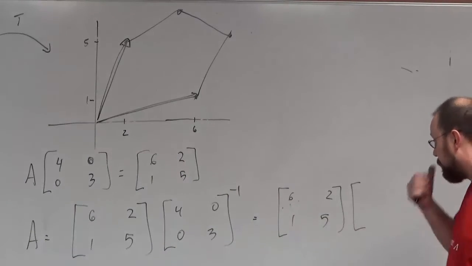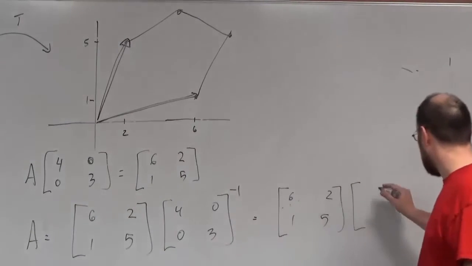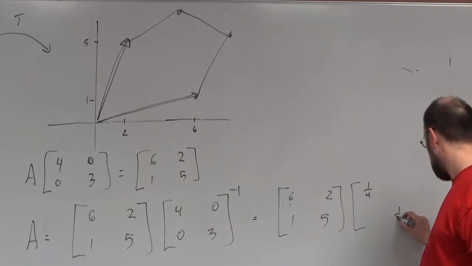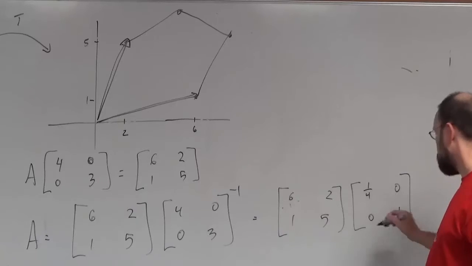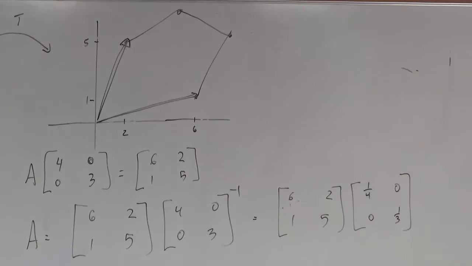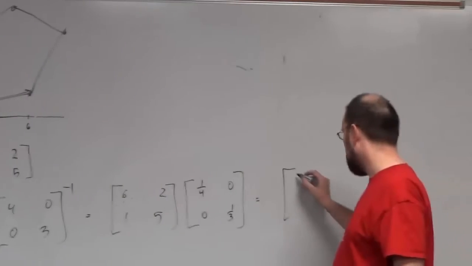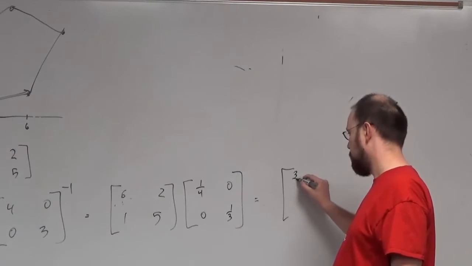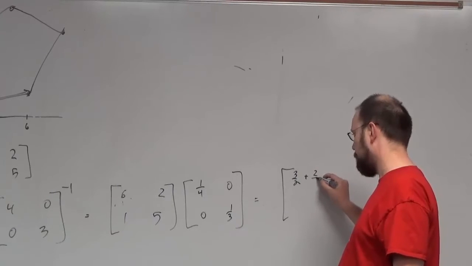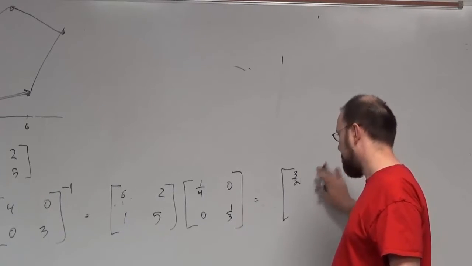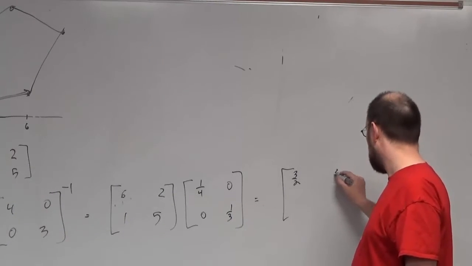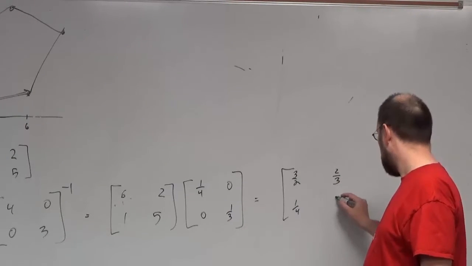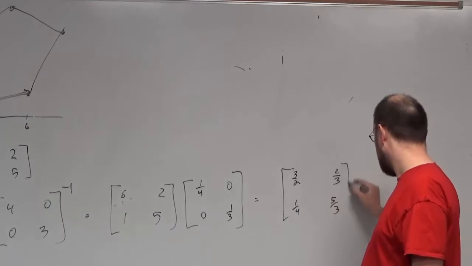Diagonal matrix, so the inverse is just the diagonal matrix with reciprocals of the diagonals. Simplify this out, and we get 6/4. A 0, sorry. 2/3. 1/4. 5/5. Okay.